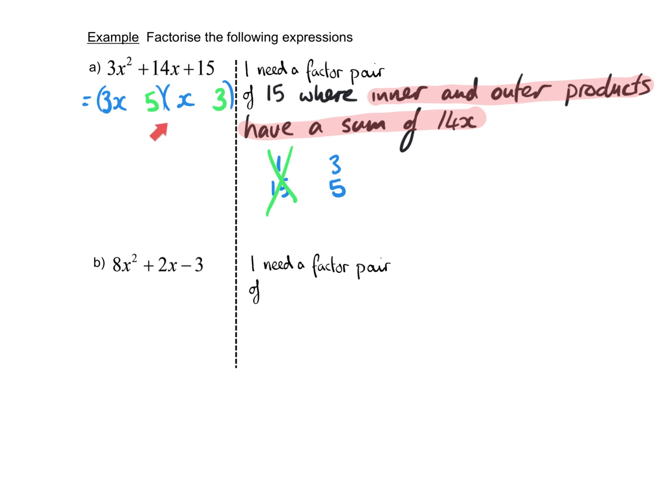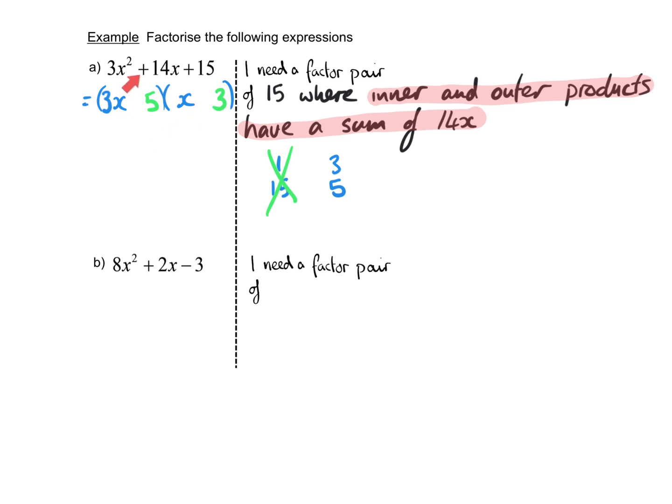My inner product is 5x and my outer product is 9x. So do 5x and 9x have a sum of 14x? And this time the answer is yes. So that means we now have these numbers in the correct position. Now the last thing we need to focus on, just as in the examples we've done before, is the signs, getting the correct signs in these two spaces.